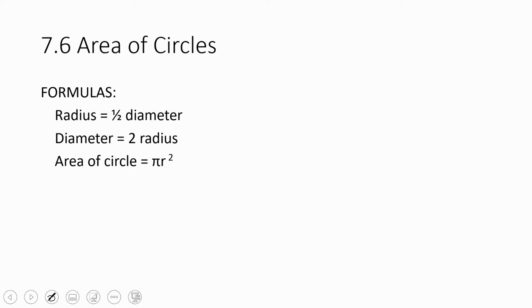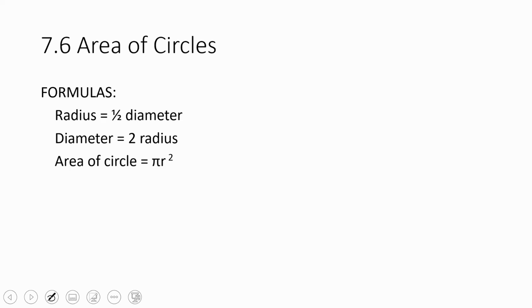We're going to keep moving on and do 7.6, which is going to be on area of circles. So some formulas that you'll need to know. The radius is half of the diameter. The diameter is 2 times the radius. You should already know those. Area of a circle is pi times the radius squared. It's very important that you have the radius and not the diameter. If you're given the diameter, you need to cut it in half to be able to put it into the formula.